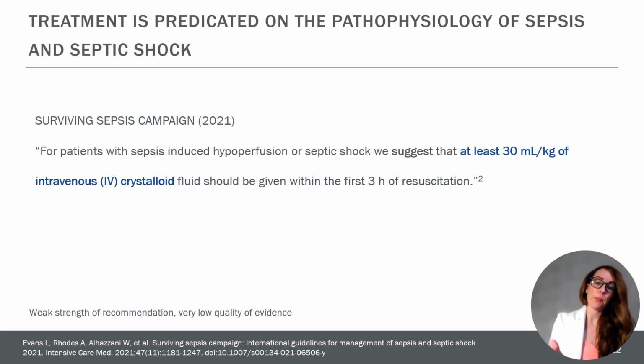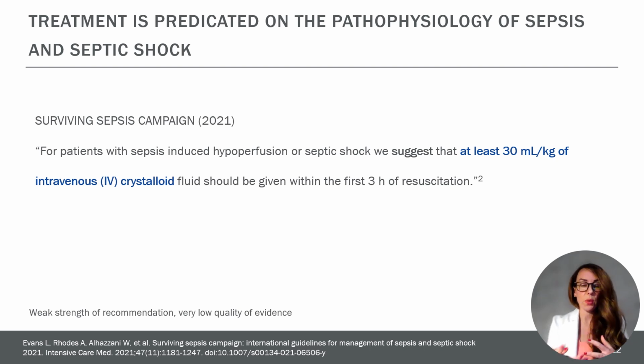So again, in remembering what is going on pathophysiologically, we now look to the treatment, and we see the Surviving Sepsis Campaign guideline recommendation for patients with sepsis-induced hypoperfusion or septic shock. We suggest at least 30 mL per kg of IV crystalloid fluid be given within the first 3 hours of resuscitation. We get that recommendation, and we know we have the CMS core measure for SEP-1 with the weight-based fluid.